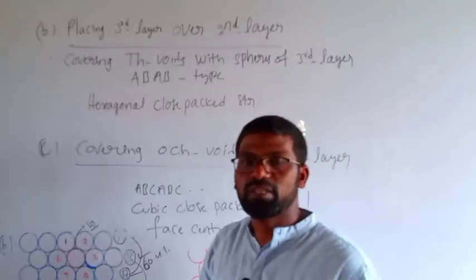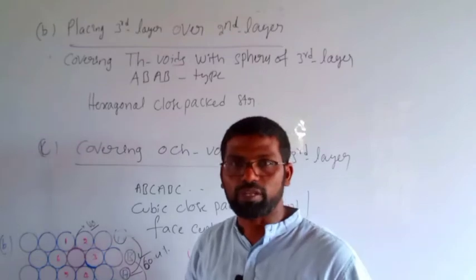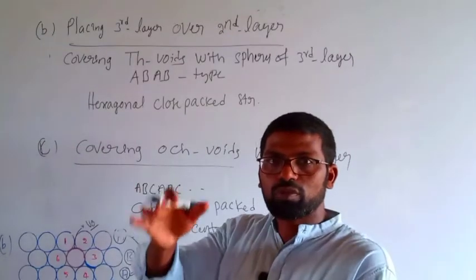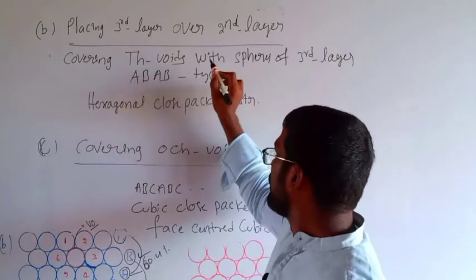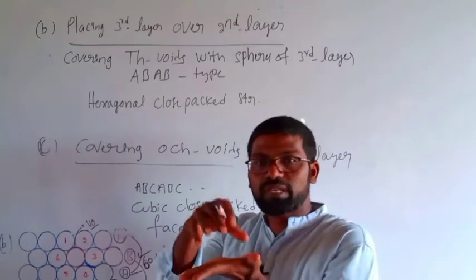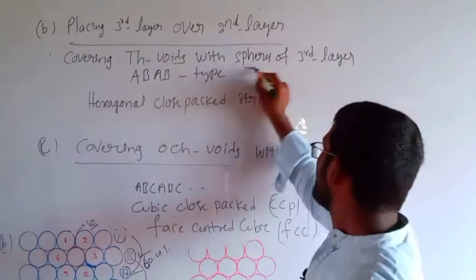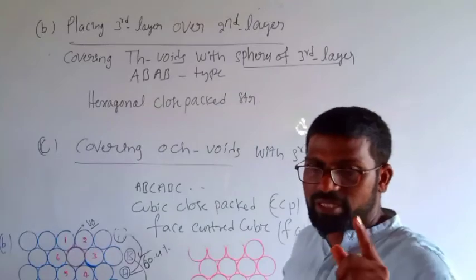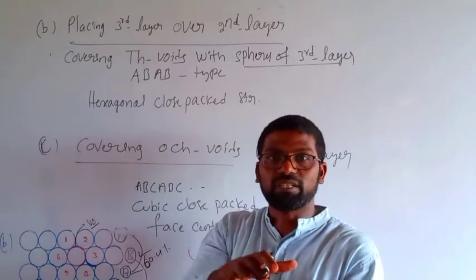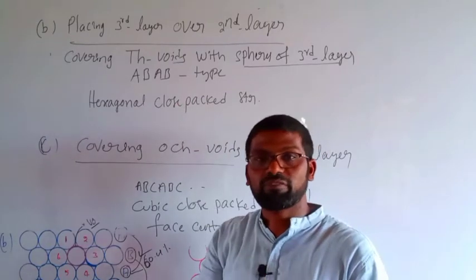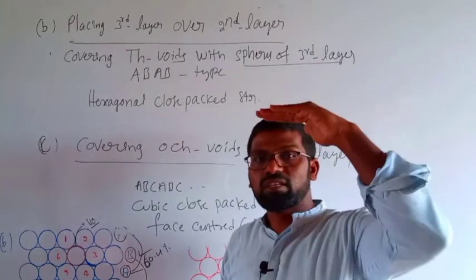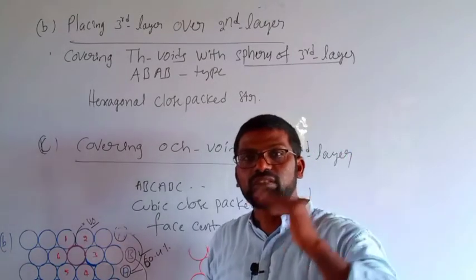Here this can be done in two different ways. The first one, placing the third layer over the tetrahedral voids of the second layer. That means tetrahedral voids of the second layer are covered by spheres of the third layer. When tetrahedral voids of the second layer are covered by spheres of the third layer, then the pattern of arrangement will be like AB, AB, AB. That means the first layer will be in alignment with the third layer.